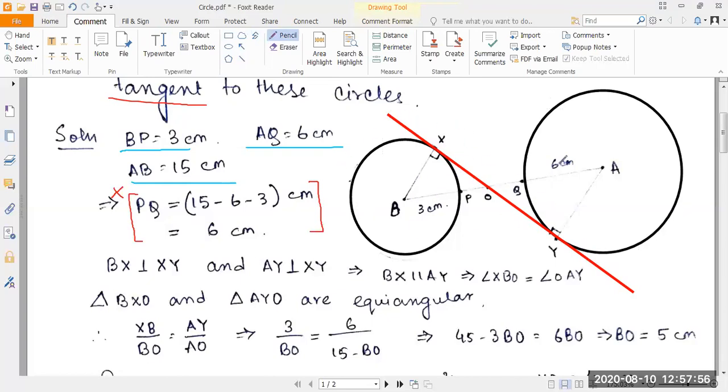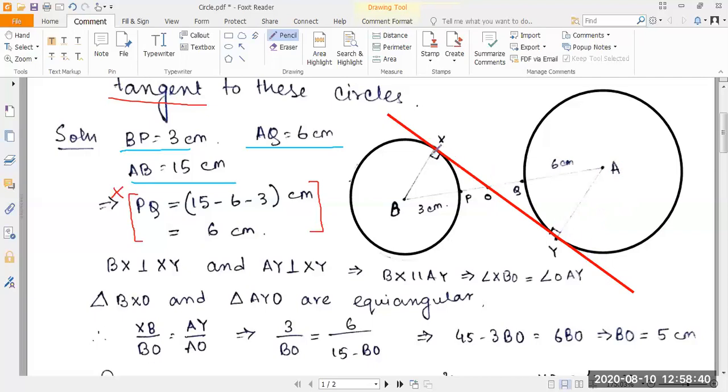XY is the common tangent of these two circles. That implies that XY is a tangent to this circle and XY is a tangent to this circle. It's a common tangent, so it's a tangent to both of these circles. So BX, being one of the radii of this circle, should be perpendicular to this XY line segment. Again, AY is the radius of this circle. So since XY is also a tangent to this circle, XY should also be perpendicular to this radius AY. In fact, AY is the radius that I have considered based on this common tangent. So these two should be perpendicular to each other.